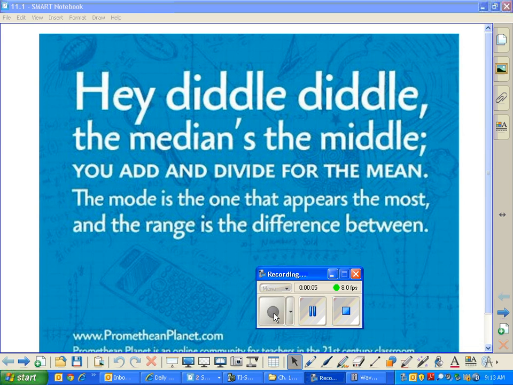Have you seen this one before? Maybe your Algebra 1 teacher showed it to you, no? Okay. Hey diddle diddle, the median is in the middle. So true, so true. Median is in the middle. You add and then divide for the mean.